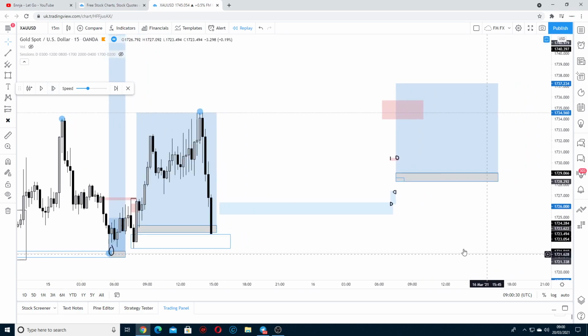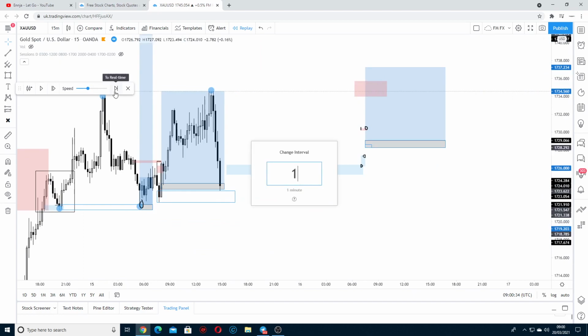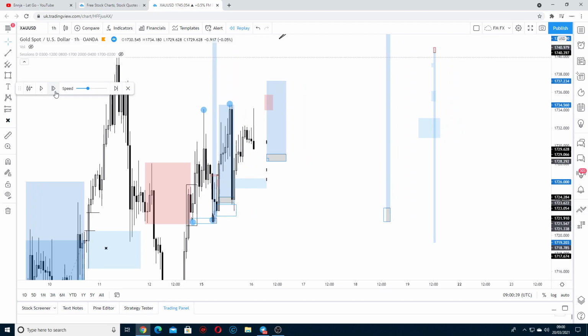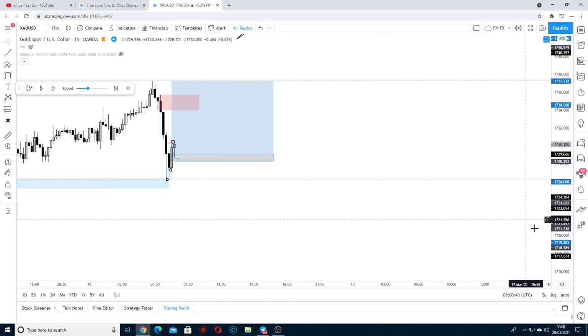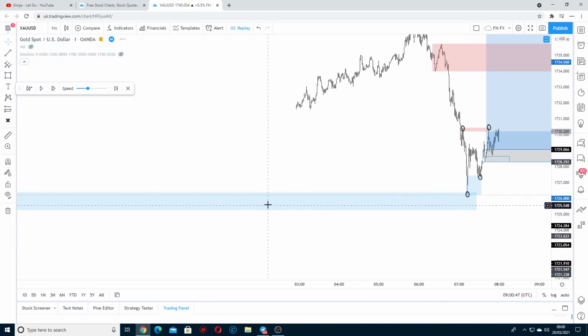There we go. Before reversing, and then price played out again, going to the next day. As you can see, this is when I got a re-entry. So we came back, we mitigated something down in here. Was it a 1-minute candle?